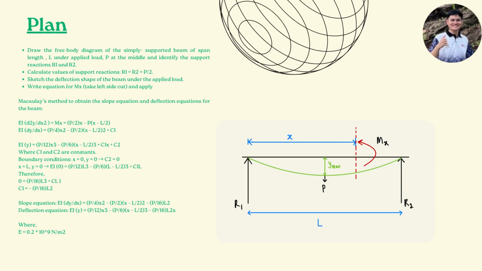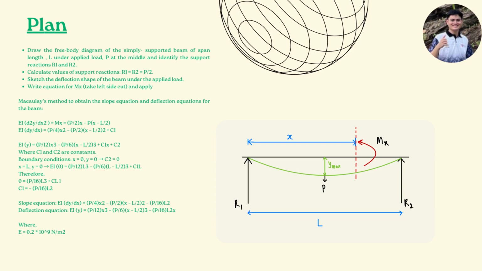EI d²y over dx² equals M(x) equals P/2 x minus P(x minus L/2). EI dy over dx equals P/4 x² minus P/2 (x minus L/2)² plus C1. EI y equals P/12 x³ minus P/6 (x minus L/2)³ plus C1 x plus C2, where C1 and C2 are constants.